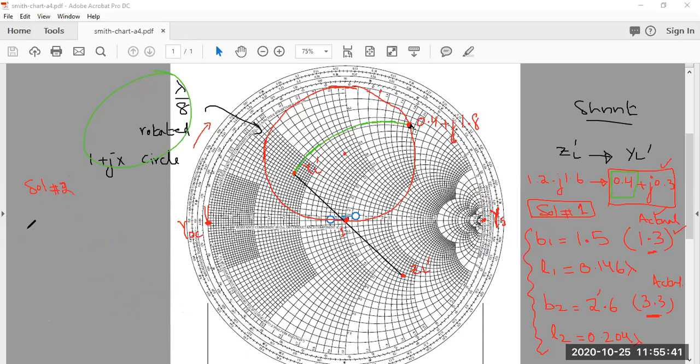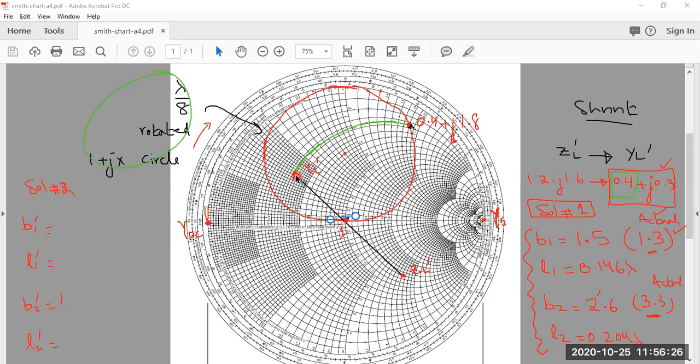So now we need to find out B1. I will call it B1 dash, and then L1 dash, B2 dash, and L2. So going back to the start, how we started solving this problem, we first of all located ZL dash, which was equal to 1.2 minus J 1.6. And because we were asked to design a shunt matching circuit, we transformed ZL dash to YL dash, and we arrive at this point.